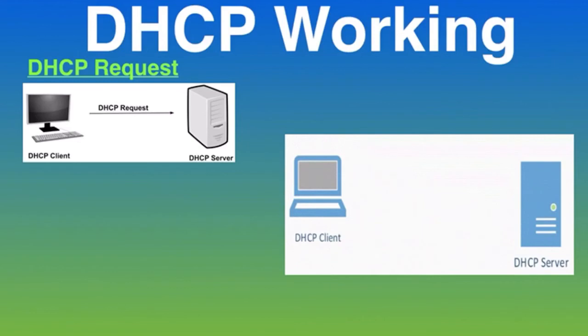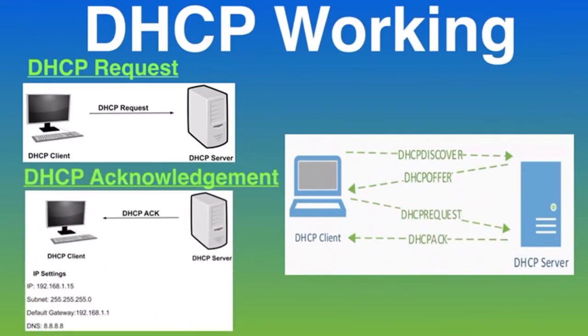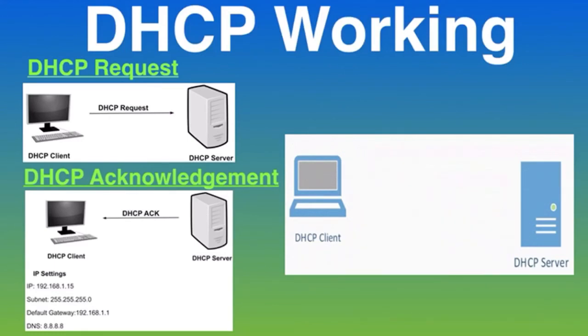Last step is acknowledgement. In this step, the server then sends an acknowledgement to the client confirming the DHCP lease. The server might send any other configuration that the client may have asked for. At this step, the IP configuration is completed and the client can use the new IP settings. These stages are often abbreviated as DORA. D for discovery, O for offer, R for request, and A for acknowledgement.